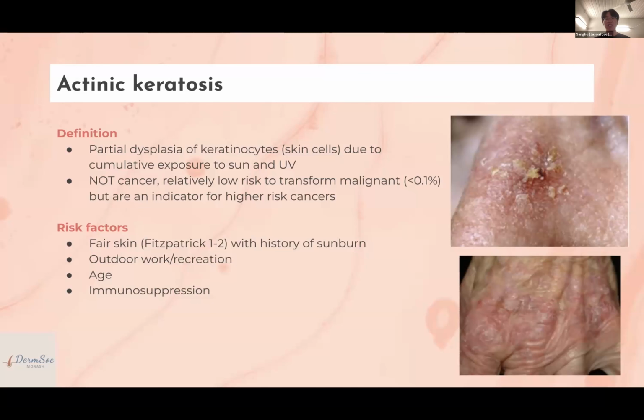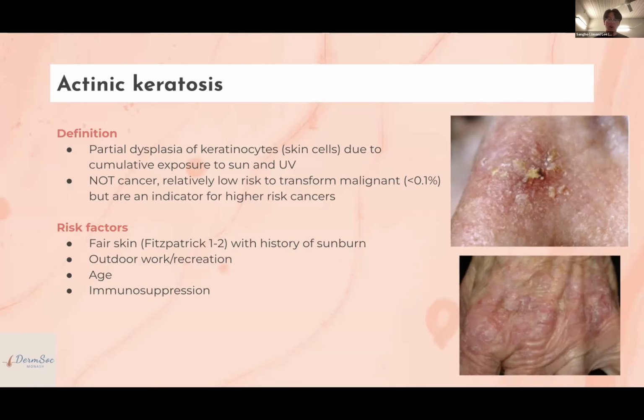Commonly referred to as sunspots or solar keratoses, these are partial dysplasia of the skin cells, the keratinocytes, because of cumulative exposure to sun and UV. These are not cancers, and they have a pretty low risk to transform malignant, less than 0.1%, but we still want to treat them because they're an indicator for higher cancer risks. Obviously, the more sun damage you've got, the higher the chance you have for various skin cancers.